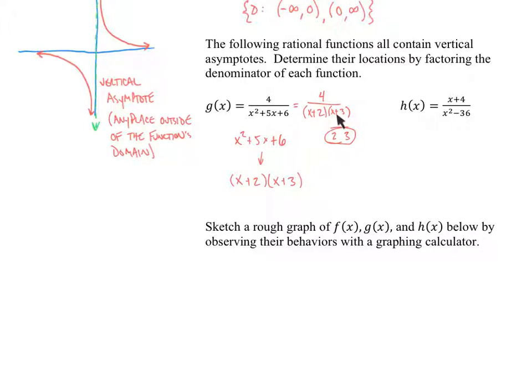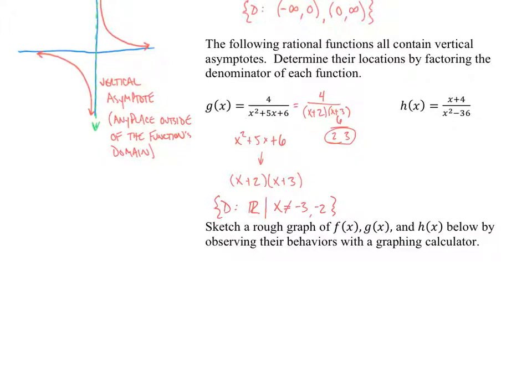The other number that would cause this would be negative 3, because that would make this factor 0, making this product 0, causing the denominator to be 0. So I'm going to say that my domain of this function is, again, all real numbers when x is not equal to negative 3 or negative 2, because I have to throw those two out of the domain.